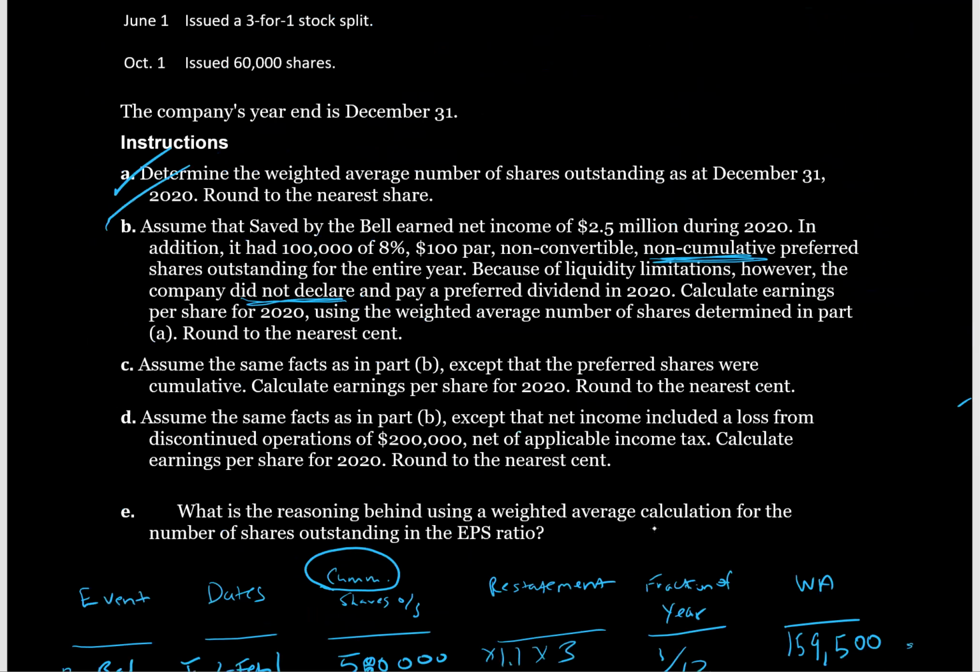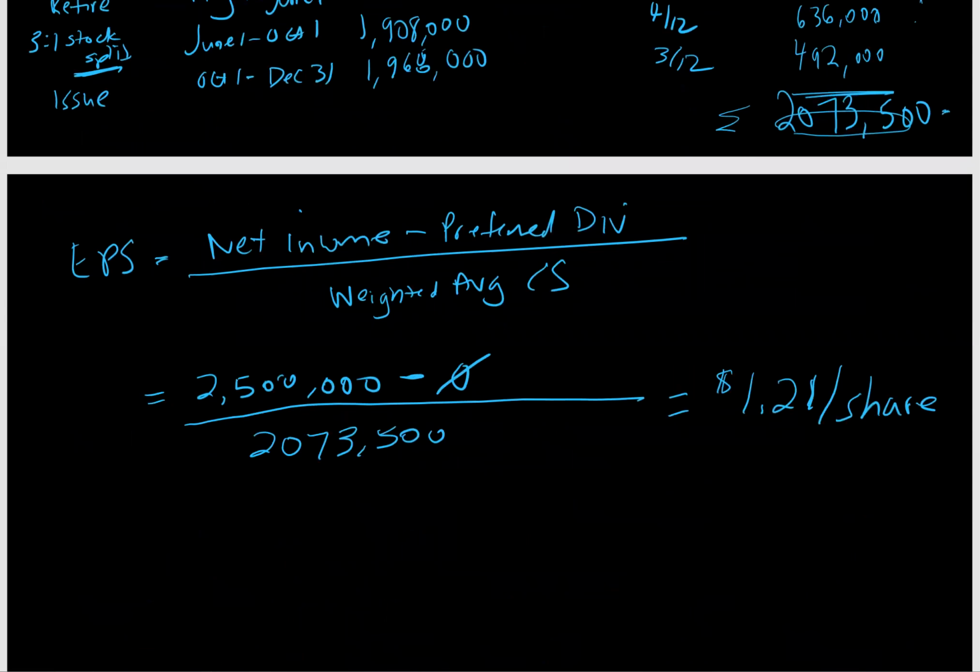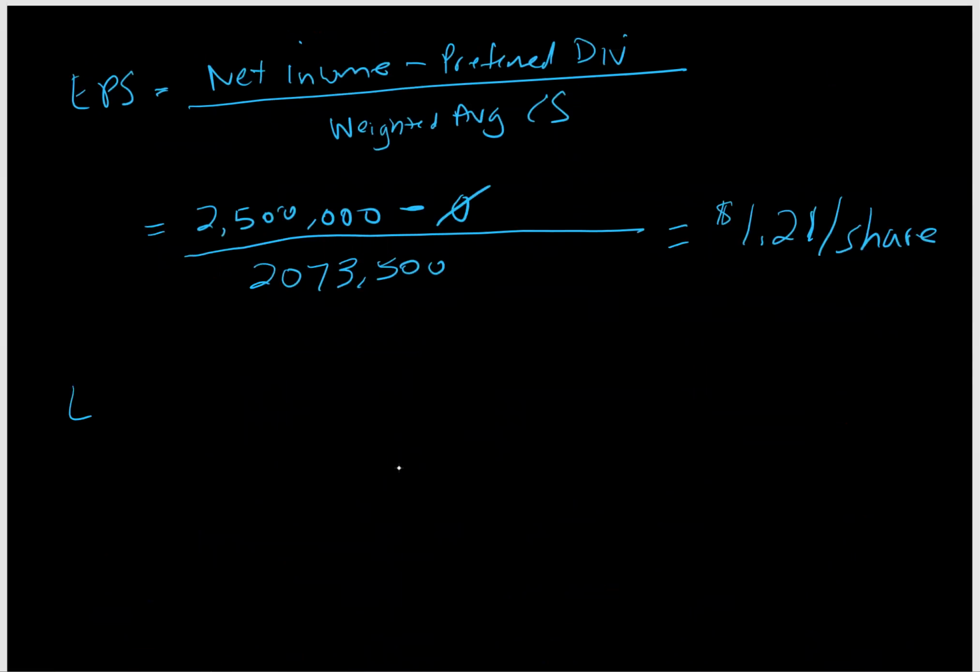So let's take a look at C. Assume the same facts as part B, except that the preferred shares were cumulative. Okay, so if they're cumulative, it means that even though they weren't declared, the company still owes them. They need to catch up on that dividend before they can issue any sort of distribution to the common shareholders. So even though it wasn't declared, we still take it off in our calculation of earnings per share because it's cumulative. If it's declared or cumulative, we'll take it off.